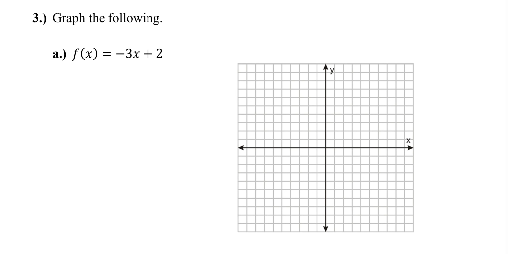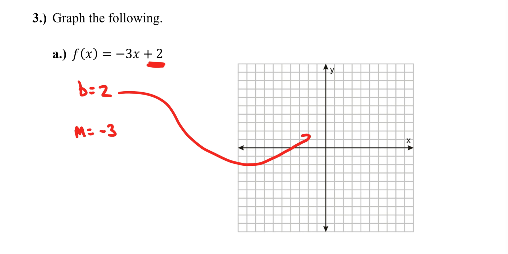So when you're graphing these, you could create an XY table if you want. You can plug in any X values you want and get out the Y values, plot the ordered pairs, connect them as a line. But the easier way to do it is identify the y-intercept, which is the constant, which is 2, and then identify the slope, which is whatever is multiplying the x, which is negative 3, and then use those two values to create 2 points, connect them as a line, and you're done. So you're always going to start by just plotting the y-intercept. So the y-intercept is 2, so you just plot the y-intercept, 2, piece of cake on the y-axis.